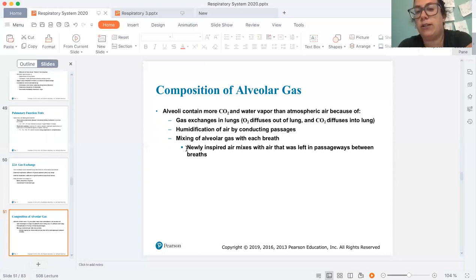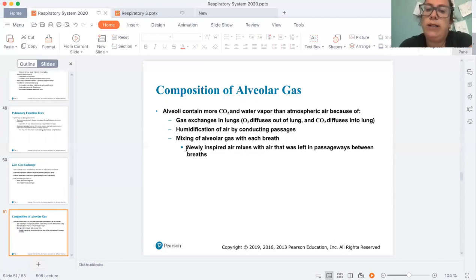So for gas exchange in the lungs, the oxygen diffuses out of the lung and CO2 diffuses into the lungs. If you think about that, if we're trying to get the oxygen out of the lung into the tissues, of course there's going to be more CO2 in those alveoli, because that's the whole idea of it. Also having more CO2 is because there's a lot more humidity in the air from the conducting passageways, and therefore CO2 tends to get a little bit, not stuck, but the temperature and humidification help keep it in there.